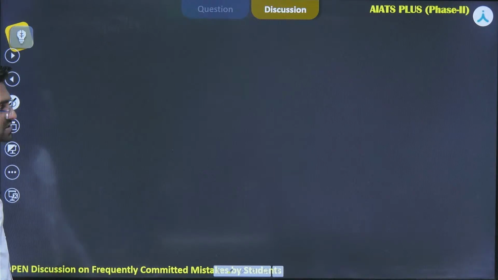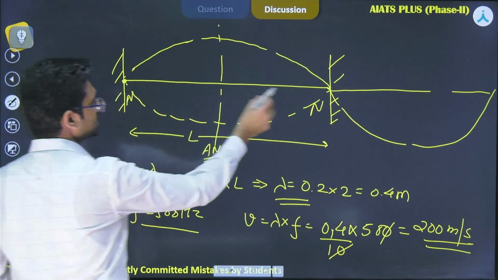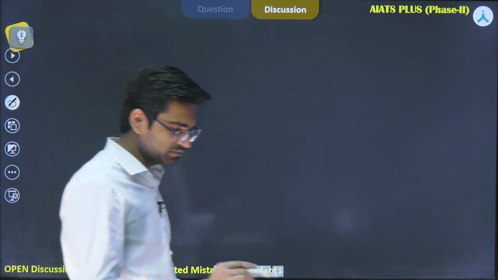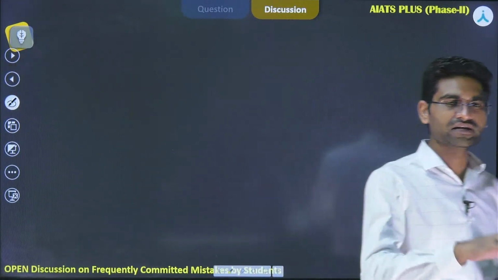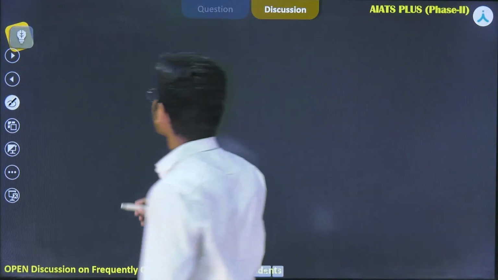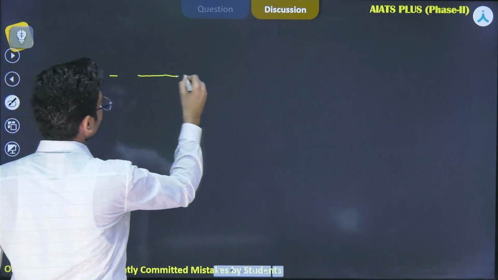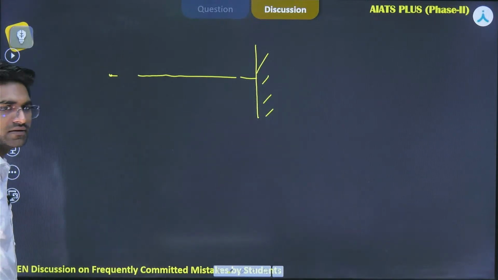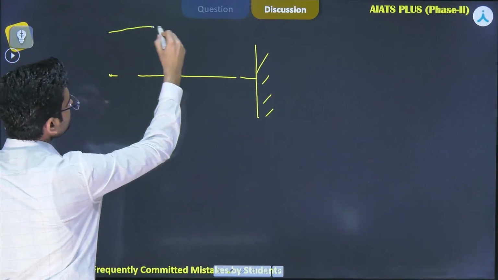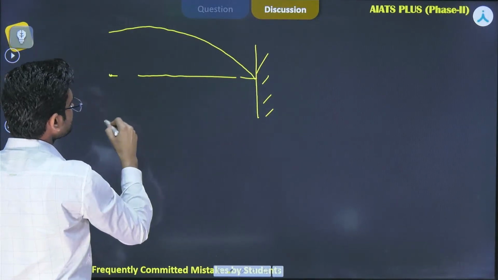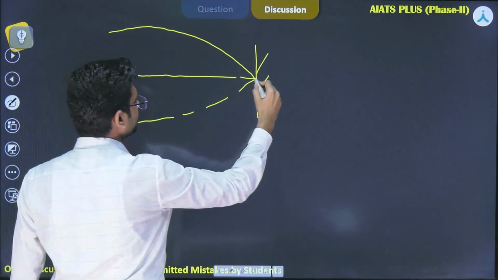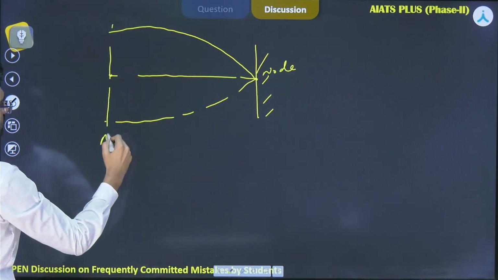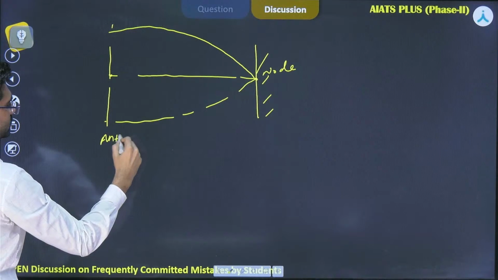So this was the string which was connected at both the ends, right? What if all the information is exactly the same, but the string is attached at one end only? Then what will happen? So the string will look like this. This is connected at one end and this is an open end, right? Then the fundamental mode will look like this. There will be one node and one antinode. This will be the antinode, right?